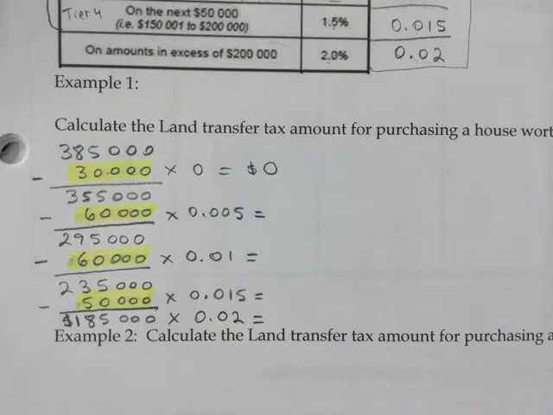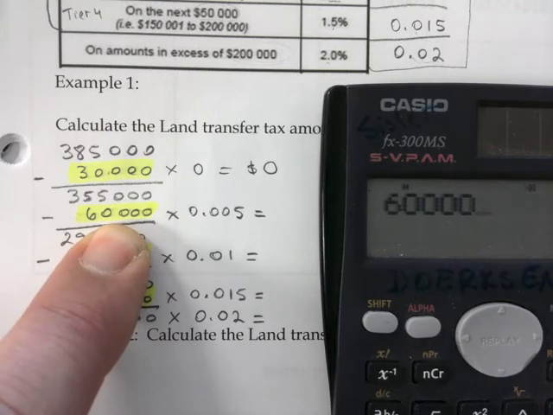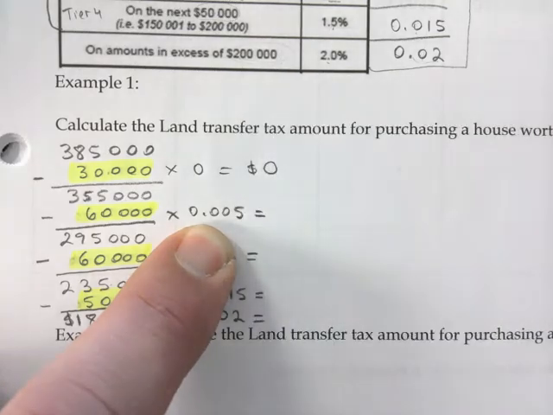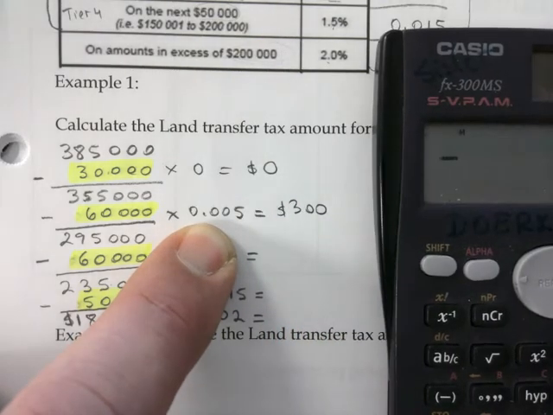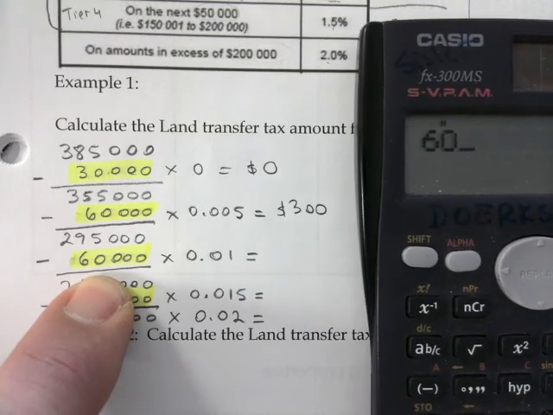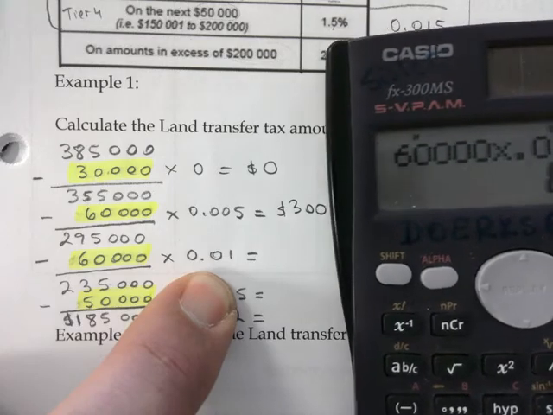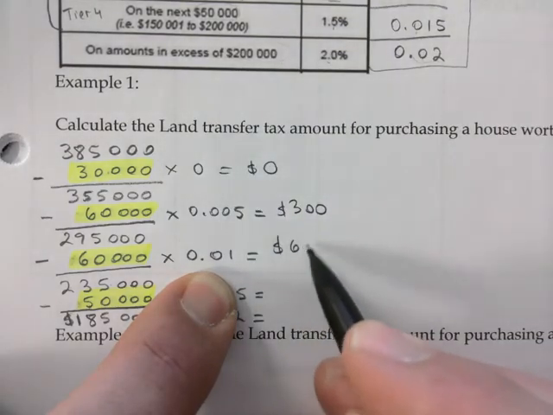Okay, so now let's do the math. So 60,000 times 0.005, that's $300. Let's write that down. The next one is 60,000 times 0.01. That's $600. Some of you could have guessed that already, right? Mental math.